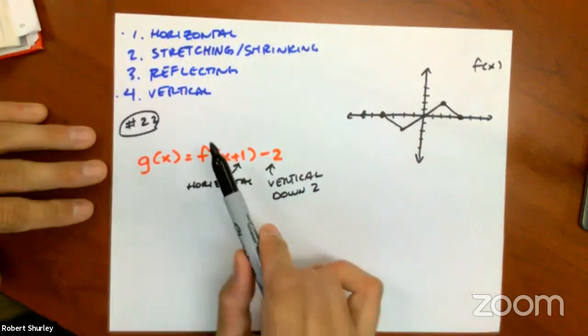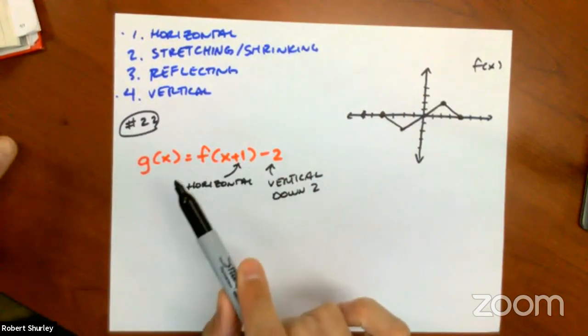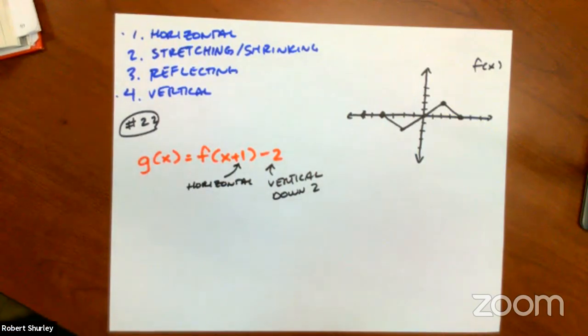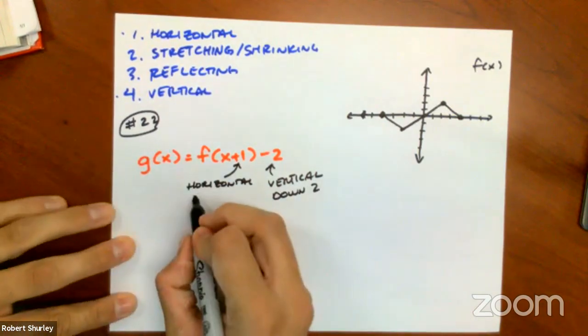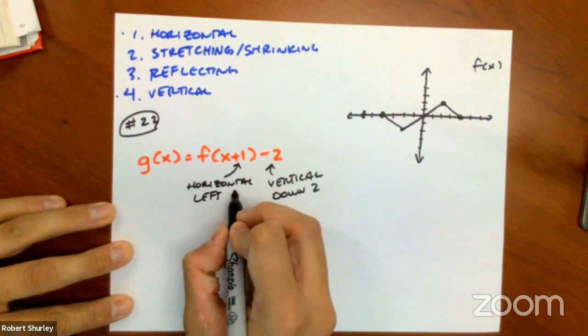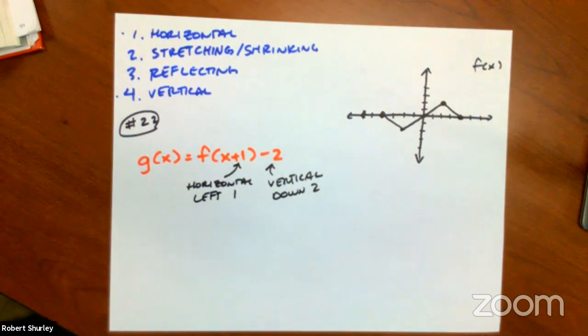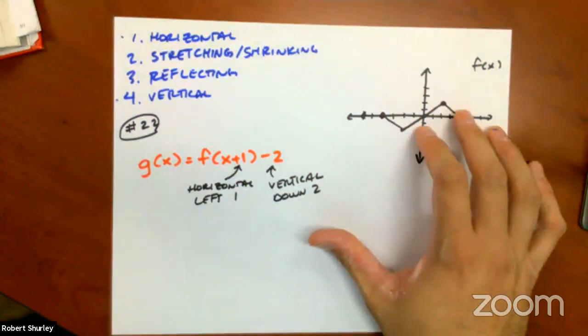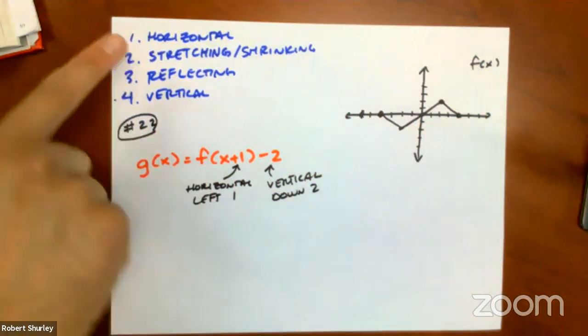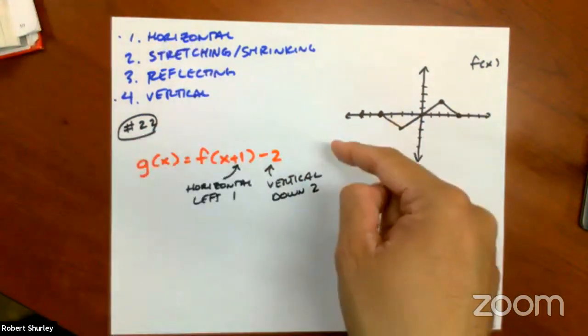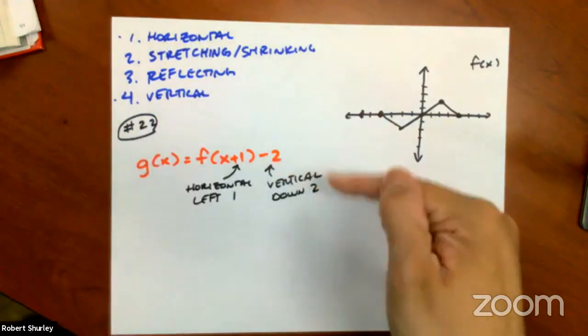A horizontal shift. Now the +1, though, remember it's backwards. So instead of going to the right one, which is what our brain wants to think, we're going to go to the left one. Left one unit. Okay? So I'm going to do that over here. Now I've got to make 2 shifts. So first I'm going to think of it horizontally, so I'm going to go left 1. And then I'm going to think of it vertically, down 2.